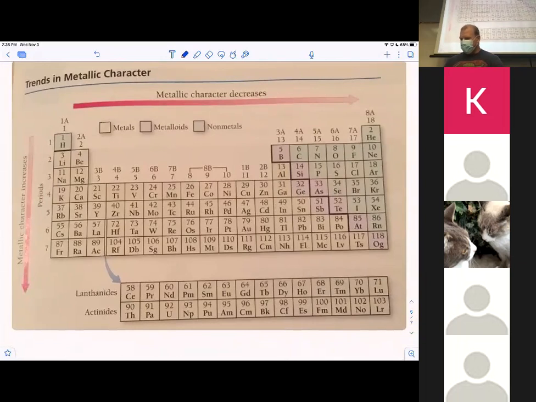Metallic character. It's kind of like, trends in metallic character. I guess I'm too competitive because I'm like, what's the best element? Who is the better element? Is it silver? Is it tungsten? Or is it rubidium? Or maybe it's polonium? Which of these is the best metal? But silver is the most conductive of all the elements, so it's the best metal.